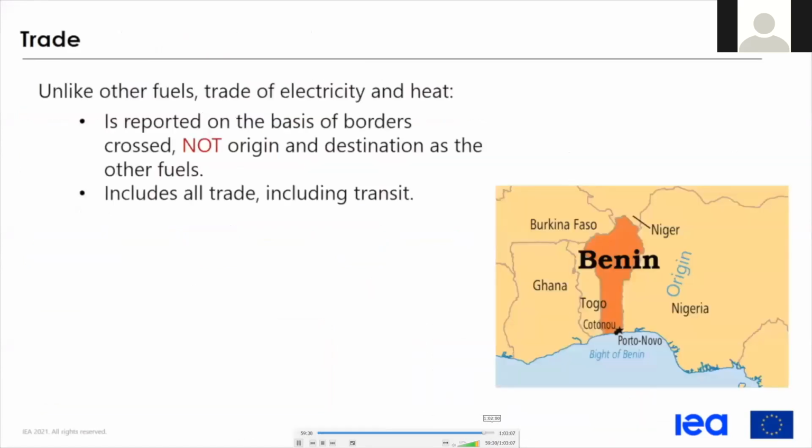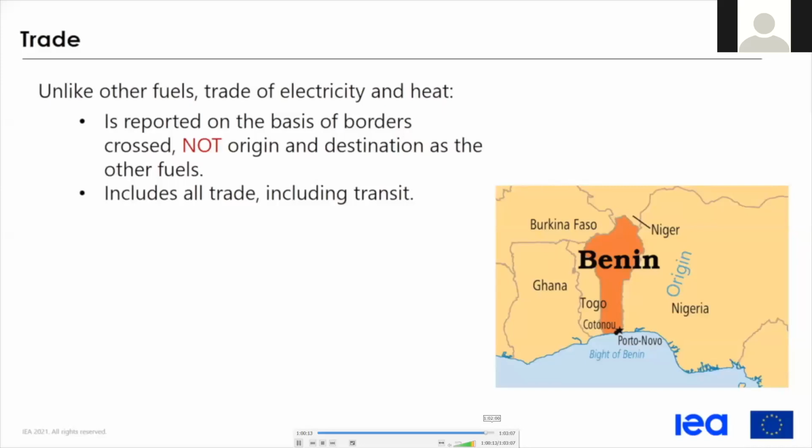Now, to finish, let's look at trade of electricity. As I told you, there are specific rules regarding trade of electricity. Unlike other fuels, trade of electricity and heat is more difficult to understand because they are not physical units that you can move by yourself. It's a flow of electrons through a cable. So how do you report this? Well, you report it as a flow, like a flow going through the borders of a country. And in that case, we do not focus on the origin and destination of those electrons.